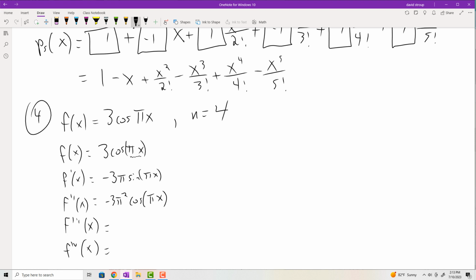Derivative of cosine, negative sign. So that will turn that expression positive, and then you get another factor of pi. And then finally, the derivative of sine is cosine. Chain rule, another factor of pi. Now I go through and evaluate it. This is Maclaurin, so it's all going to be at 0.